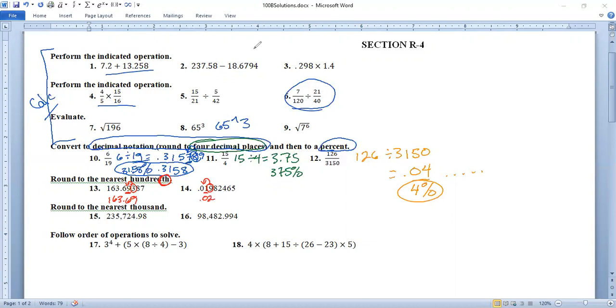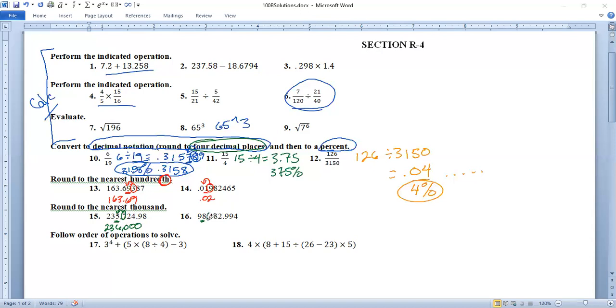Excellent. Now we have number 15, round to the nearest 1,000. So ones, tens, hundreds, thousands are right there. Good. So we look at the digit with the smaller place value, which is a 7, bigger than a 5. We'll turn that to a 6. 236,000. And we do need to write those zeros down, but not behind the decimal. So 236,000.